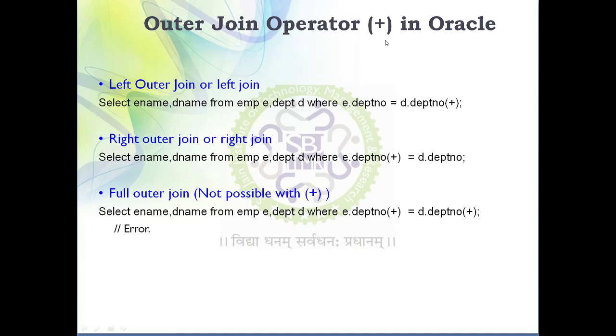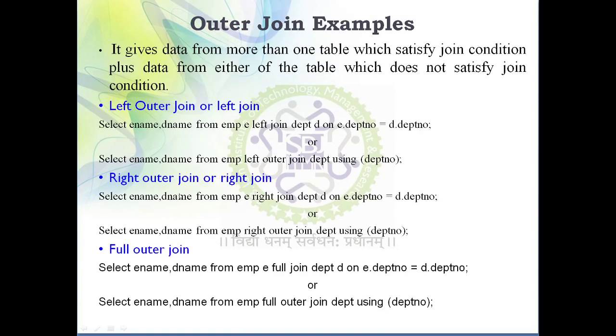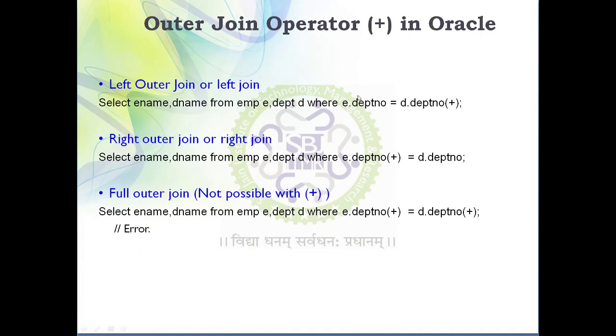This operator is proprietary to Oracle, and the outer joins we discussed before this are ANSI standard, applicable to other relational databases also. MySQL is there, SQL Server is there, DB2 is there. So in all relational databases we can make use of this outer join, but this particular operator is only available in Oracle. So how to specify a left join query with this outer join operator in Oracle?